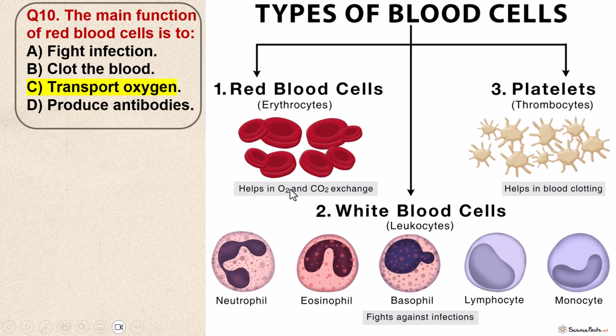It helps in oxygen and carbon dioxide exchange. The platelets, that is called thrombocytes, help in blood clotting. And the white blood cells, there are several types of white blood cells available. The main function of white blood cells is to fight against infections.